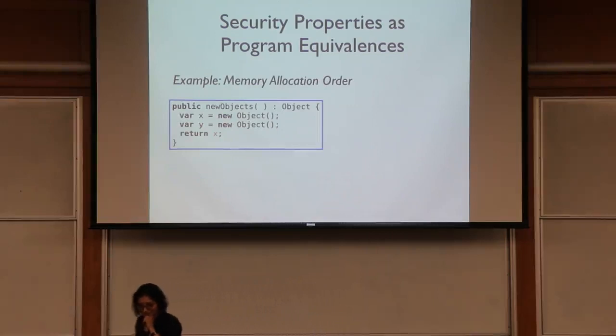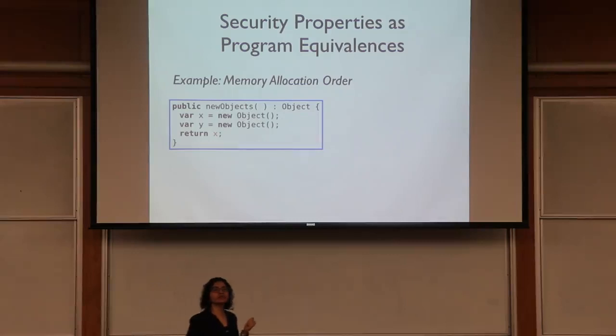Another one that we don't even think about is memory allocation order. So here we're allocating two different objects, right? One being assigned to X, the other to Y, and then we're returning X. The order in which we allocate them should not matter. Y is not even visible or accessible from any client.